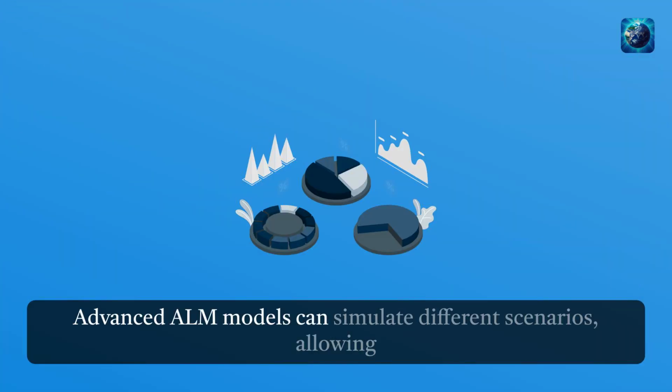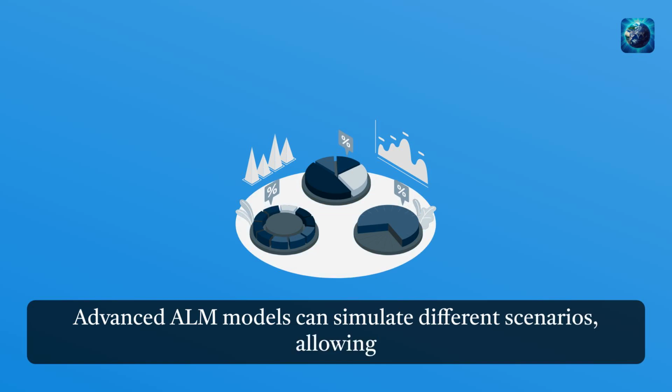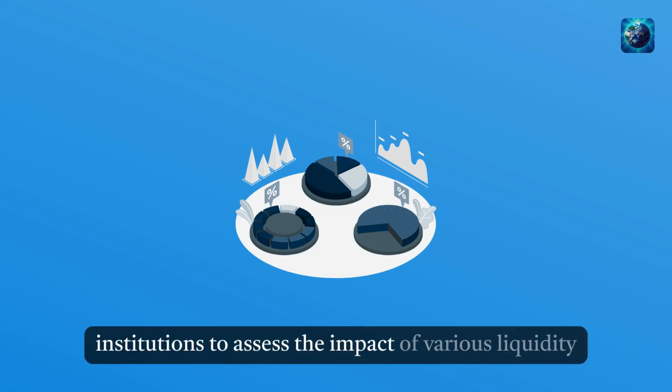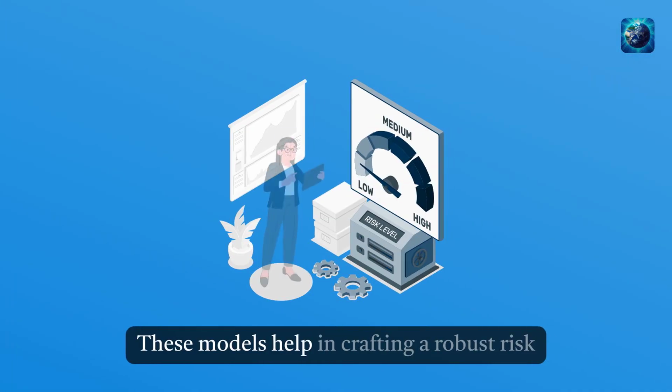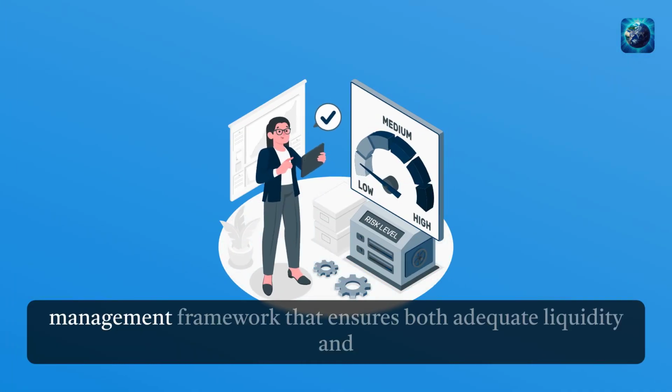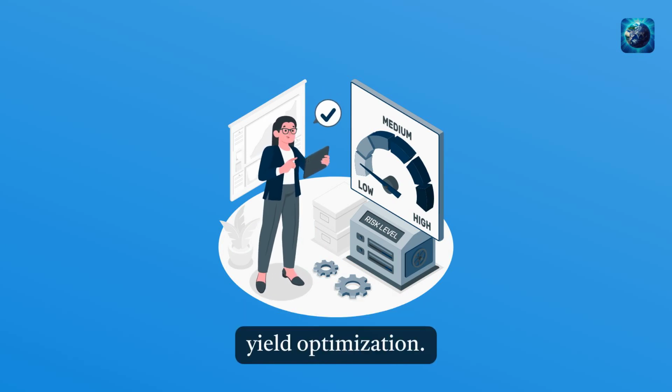The role of ALM models. Advanced ALM models can simulate different scenarios, allowing institutions to assess the impact of various liquidity and interest rate strategies. These models help in crafting a robust risk management framework that ensures both adequate liquidity and yield optimization.